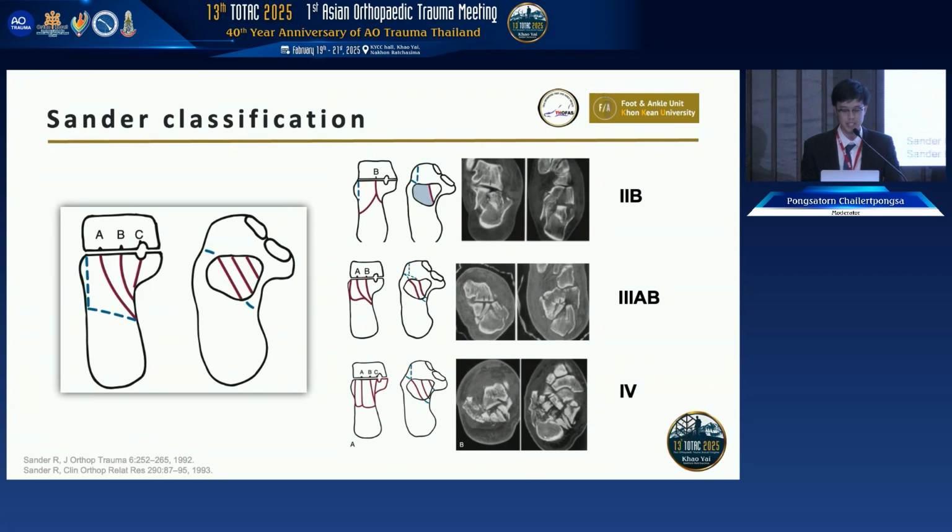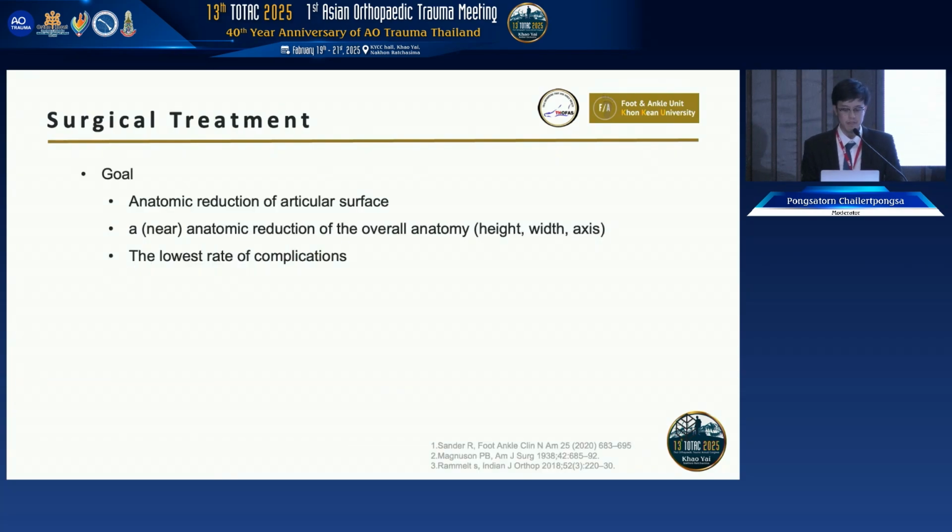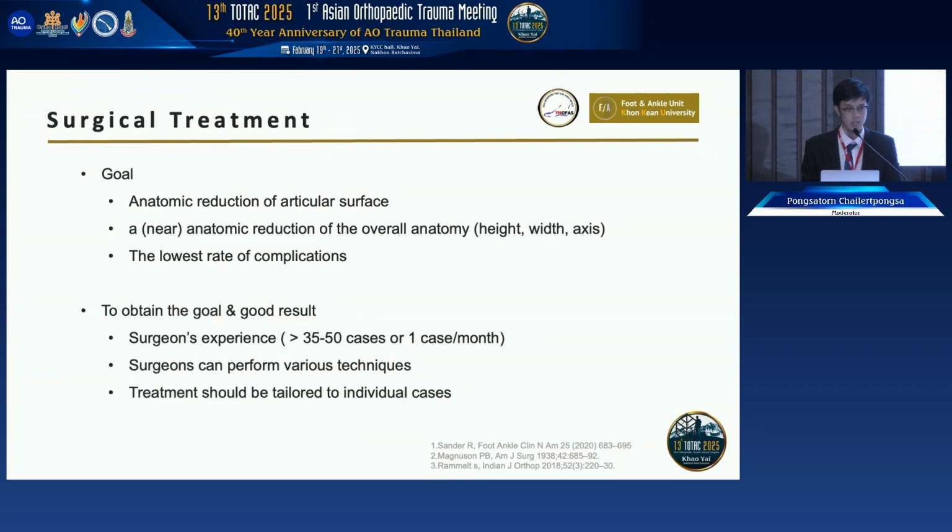The Sanders classification is based on the number and location of the articular fragments. It is widely used for determining both treatment and prognosis of the fracture. The goal of treatment is not only anatomical reduction of the joint, but also restoring the overall morphology of the calcaneus and achieving the lowest rate of complications. To obtain a good result, it may require 35 to 50 cases for the surgical learning curve.